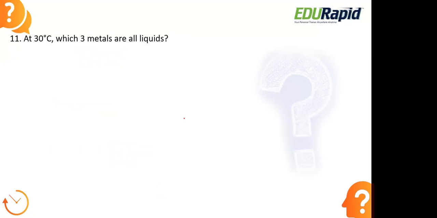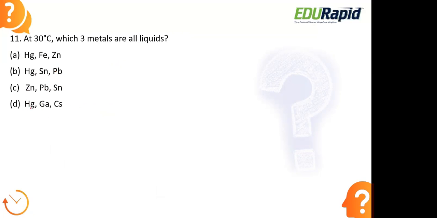At 30 degrees Celsius, which three metals are all liquid? Here we have Hg, Fe and Zn; Hg, Sn and Pb, that is zinc, lead and tin. And here we have mercury, gallium and cesium.